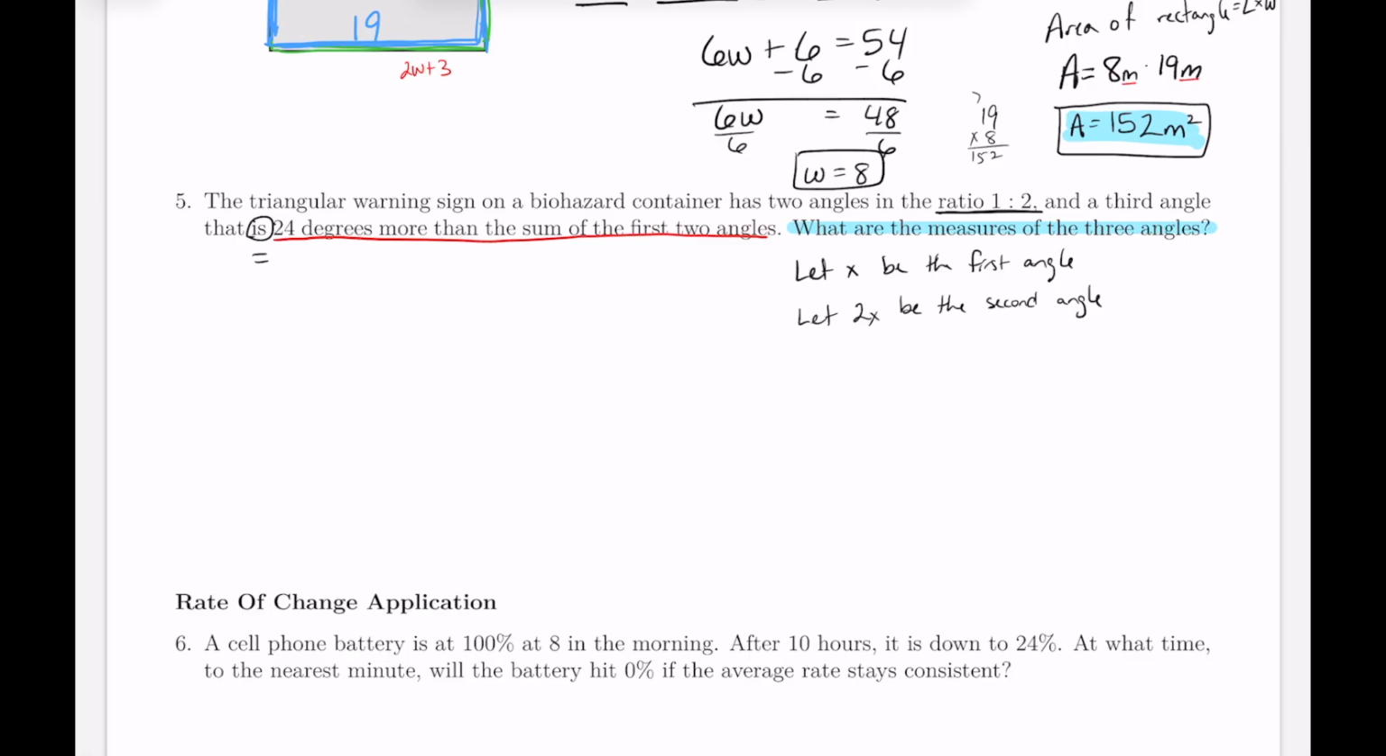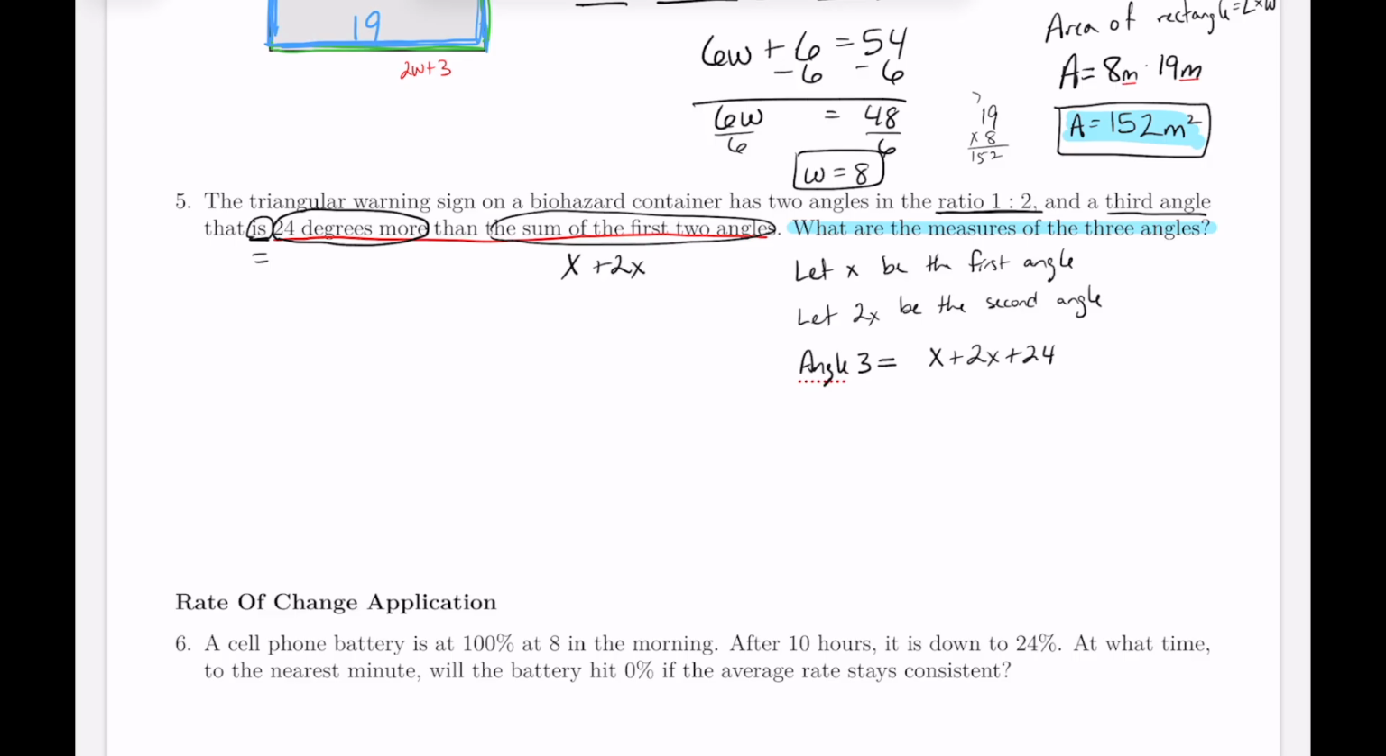And then it tells me that the third angle is 24 more than the sum of the first 2. Well, that means that angle 3 is 24 more than, that part means we're going to be adding to it the sum of the first 2 angles. I know the first angle is x, and the second angle is 2x, and what I want is 24 more than that. So this would be x plus 2x plus 24.